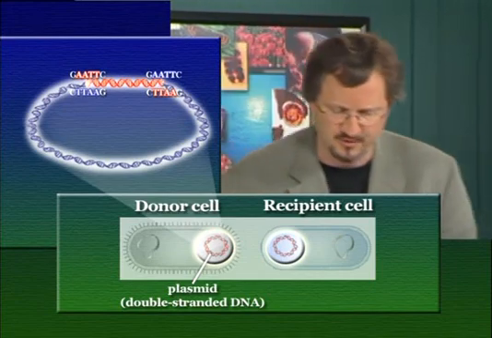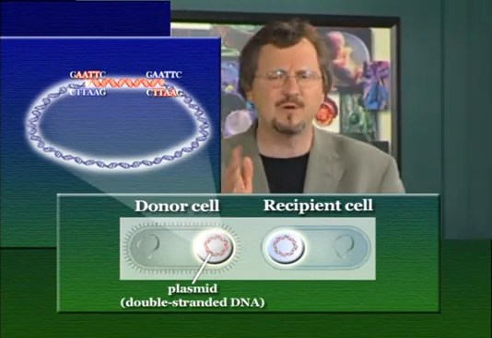Let's quickly walk through an example for how this might work. Let's say we wanted to insert a gene from a firefly into a bacterial cell. Let's put a name on this. Let's say we want to insert the gene for the enzyme luciferase, which is the enzyme responsible for making the firefly's tail light up into an E. coli cell. Why would we want to do this?